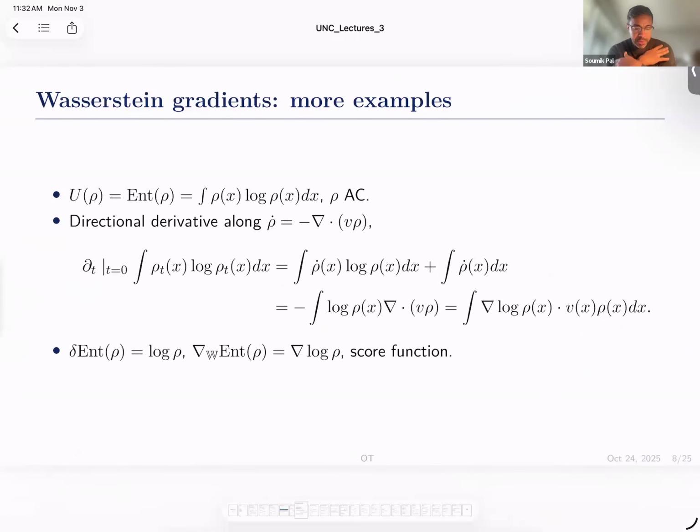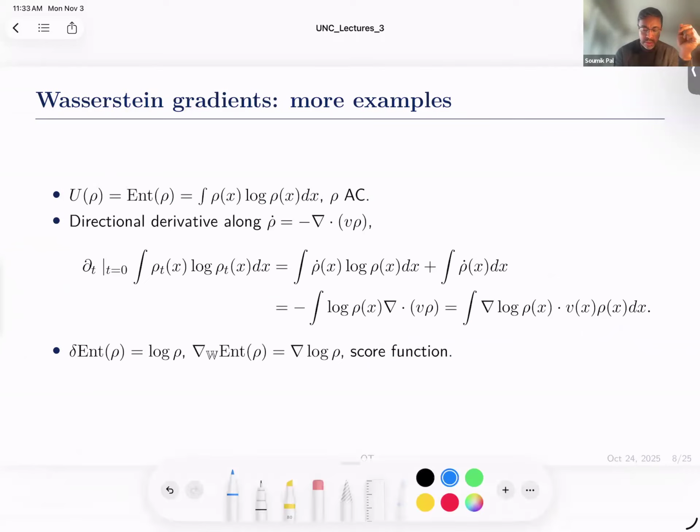Here's another example. Now, in this case, my function is my entropy function. So U of rho, this is the entropy of rho. If you remember, this entropy function is not defined everywhere. It's only defined when rho is absolutely continuous, so that rho has a density. If it does have a density, then it is given by the integral of rho(x) log rho(x) dx.